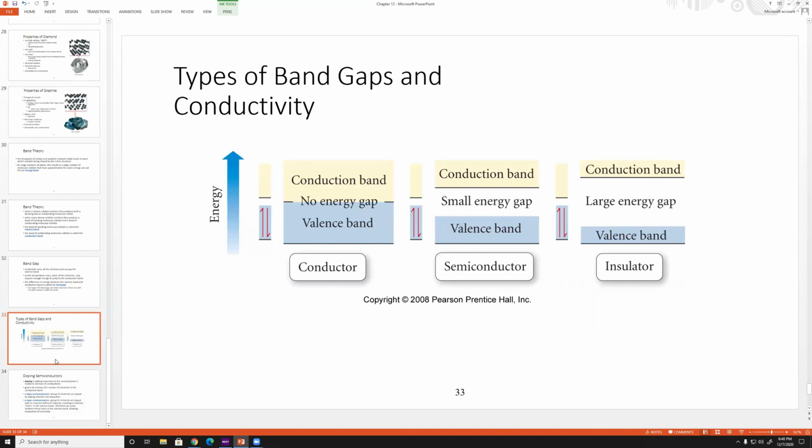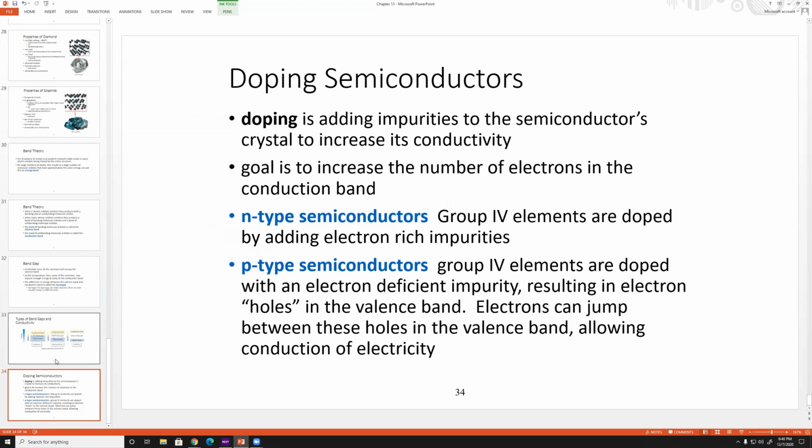And why is that important? Well, for conductors, we need to be able to tell which one is the best conductor of heat, electricity, things like that. And it's based on those different band gaps. Again, don't go crazy on it.